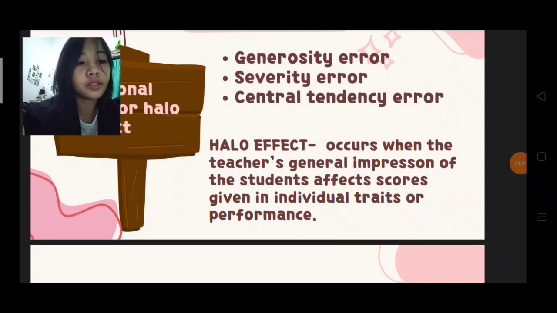So, to mitigate these biases, we should strive for clear criteria. We can use multiple raters and be mindful of our own potential biases. Furthermore, actively involving students in the assessment processes, allowing them to self-assess and even contribute to the development of assessment instruments, can significantly improve the accuracy and fairness of the evaluation.